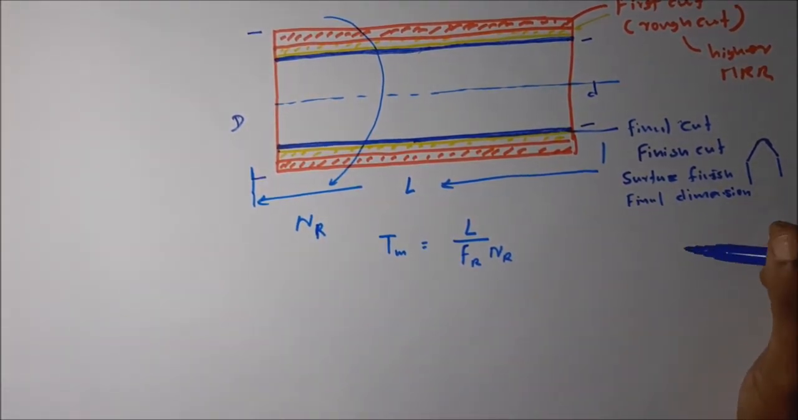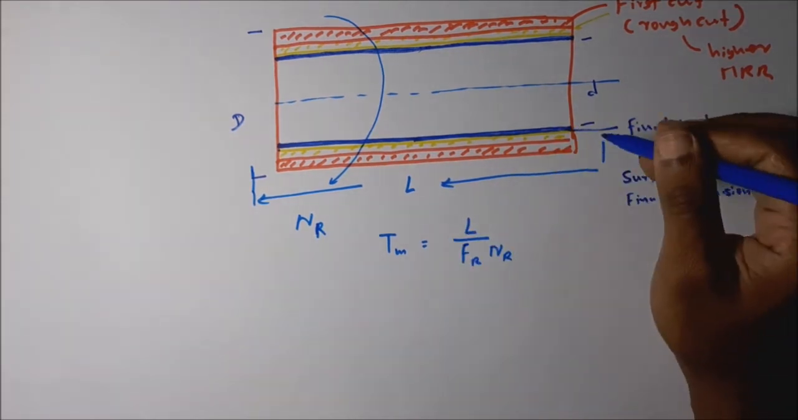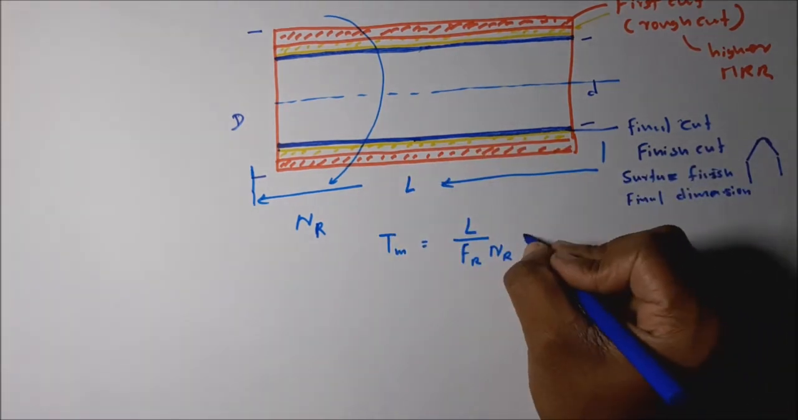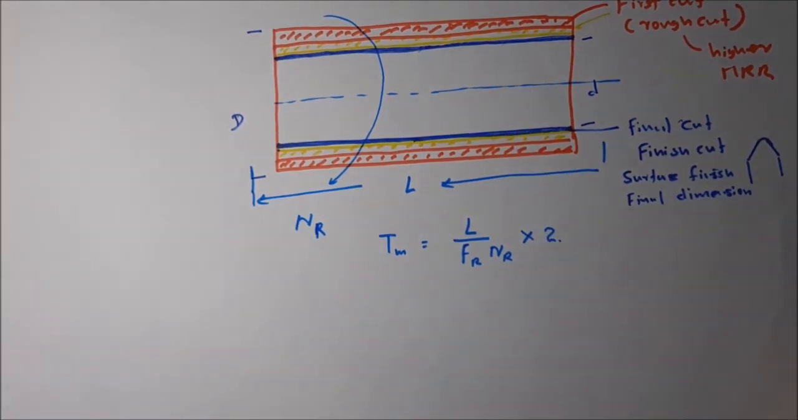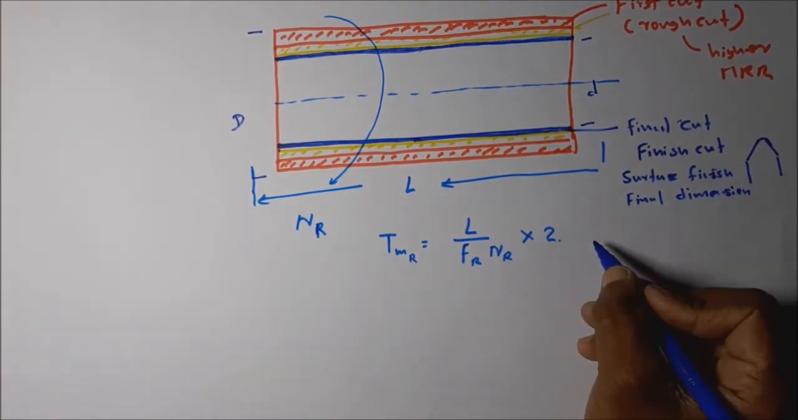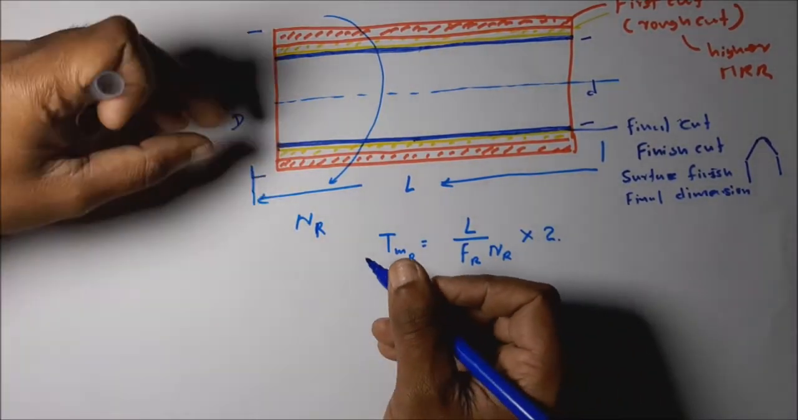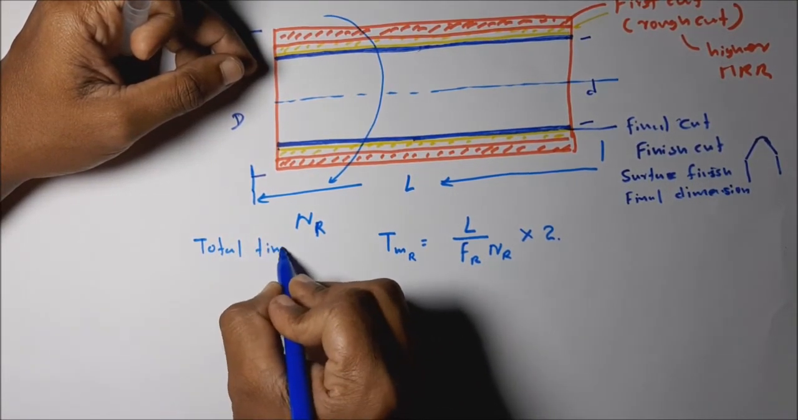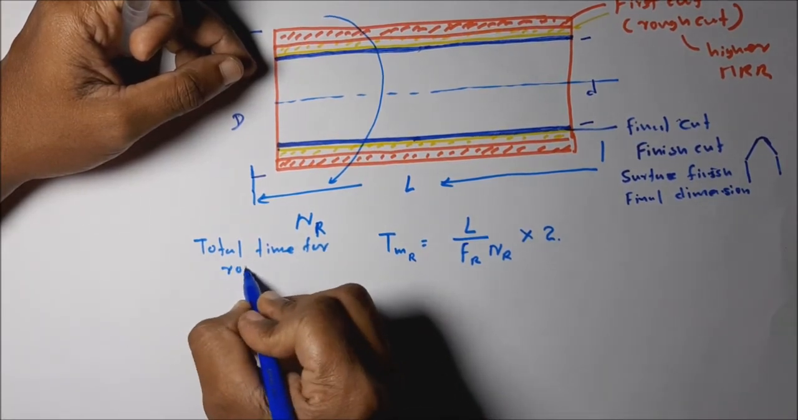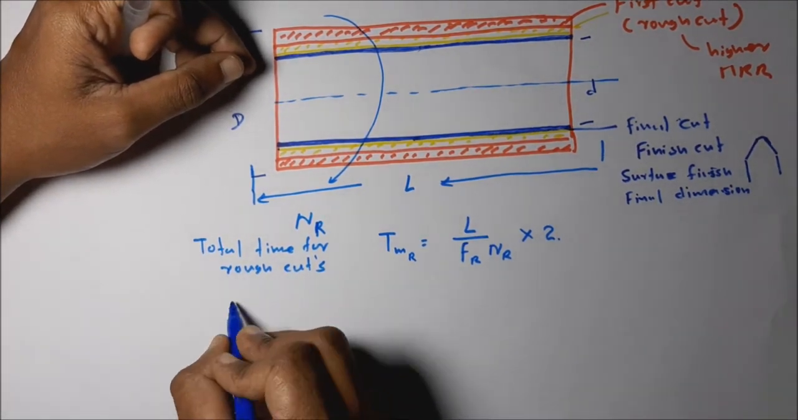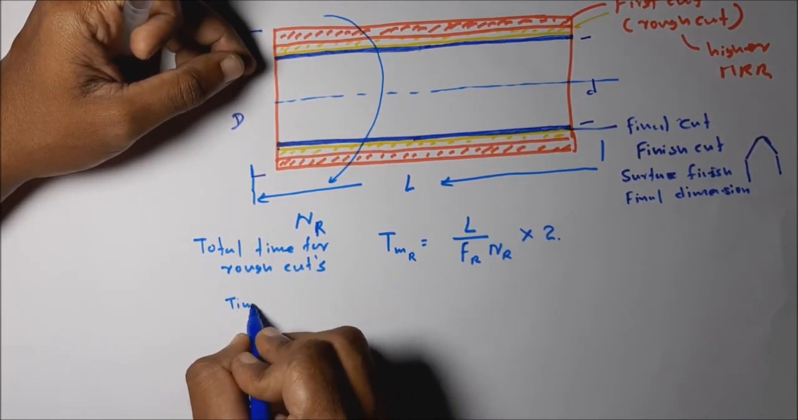Then let's take the same RPM speed we used for this second rough cut also, so we have to multiply it by 2. This is the total time for the rough cutting.